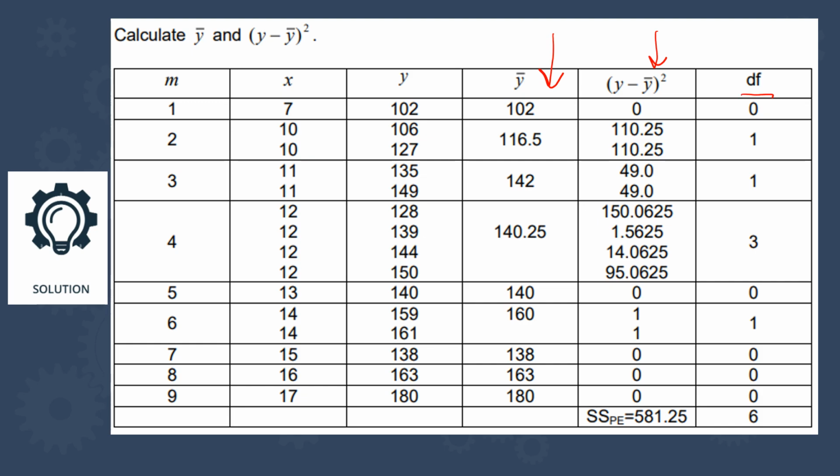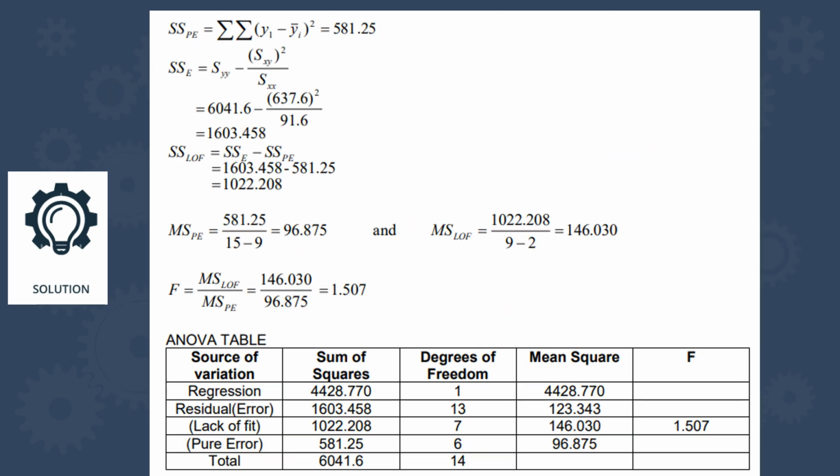Remember, let's say for this one, we have 4 observations. So this is actually n minus 1. That is why you have 3 here. And then you get the total here, 6. So this is the working or the solution, just similar to the previous example that I've shown you just now.